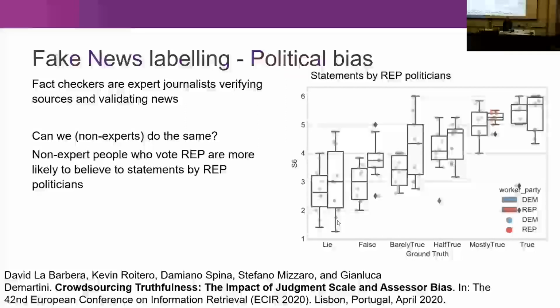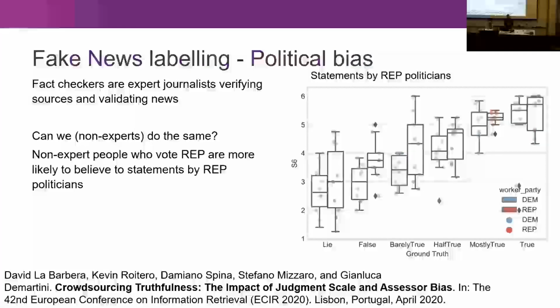And then we show them only statements by Republican politicians. What we see here is that at each level of truthfulness, be it completely false or completely true, the red crowd workers are more generous towards the red politicians as compared to the blue crowd workers. No surprise at all, obviously. If you are aligned with the political thinking of the speaker claiming something, then you are more likely to believe it.